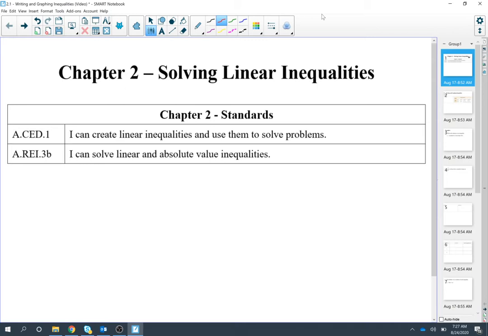A.REI.3b, I can solve linear and absolute value inequalities. And again, we also did this same standard in Chapter 1, except instead of inequalities, we were solving linear equations.